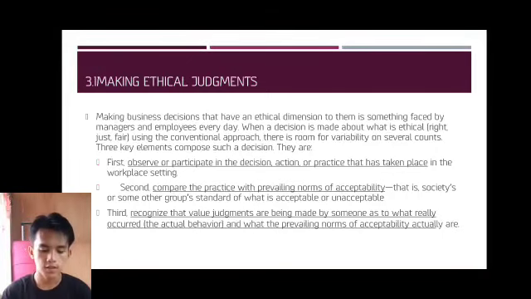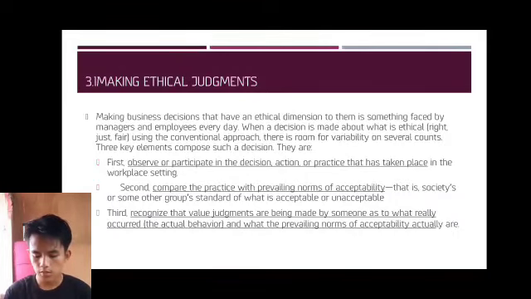An example of making ethical judgment: we might say it is ethically obligatory for parents to care for their children, not only because it is right for them to do so, but also because it is wrong for them not to do it. The children would suffer and die if parents did not care for them. Making business decisions that have an ethical dimension is something faced by managers and employees every day.